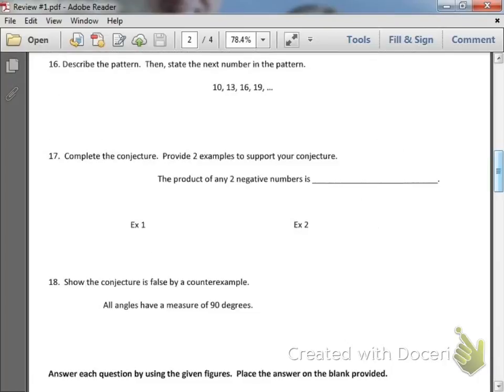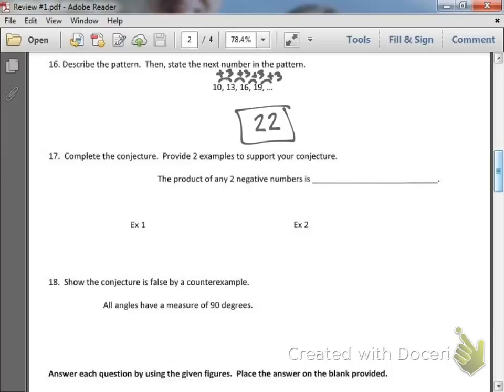Alright, back of the front page, it says describe the pattern, then state the next number in the pattern. So what are they doing in between each of these numbers? Each time they're adding 3. Adding 3, good. So you could just write plus 3, plus 3, plus 3. That's good enough for me to describe the pattern. And then what would the next number be? 22. 22, good.